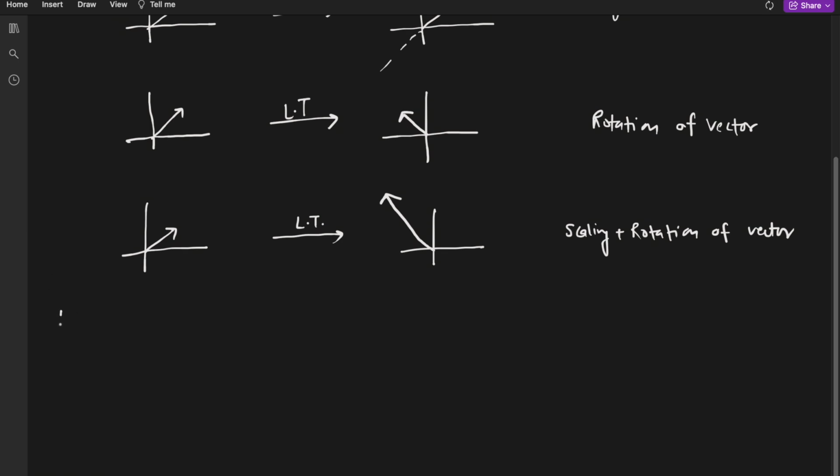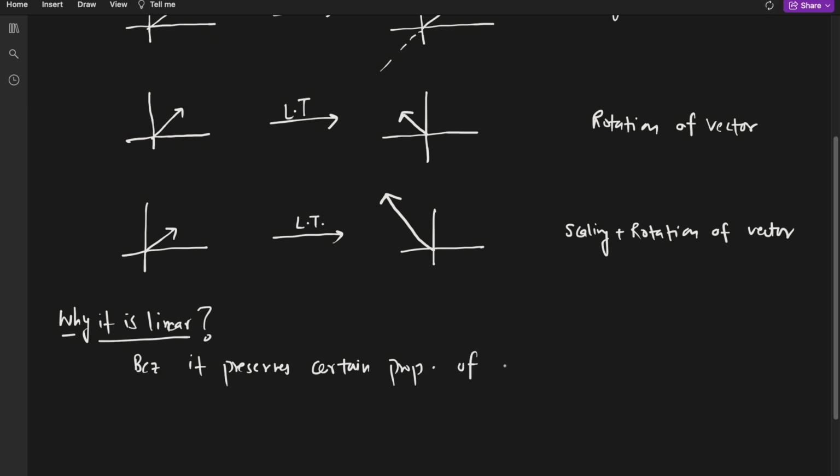And why is it linear? That is also important, because transformation means transforming the space, changing it, like a function. But we are interested in linear transformation. So why is it linear? Because it preserves certain properties of the input vector space. What are those properties? I will just mention three, very simple and easy to remember. First, lines remain lines after the linear transformation.